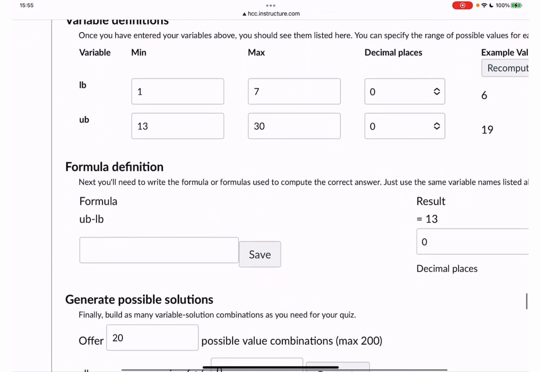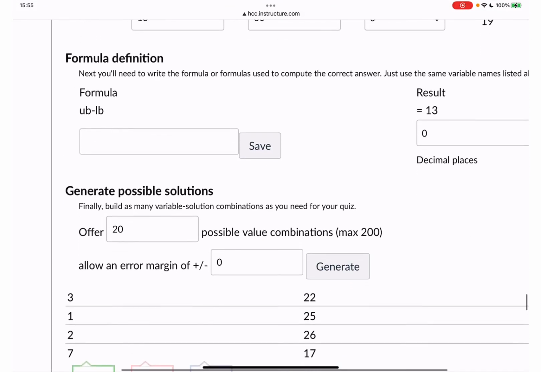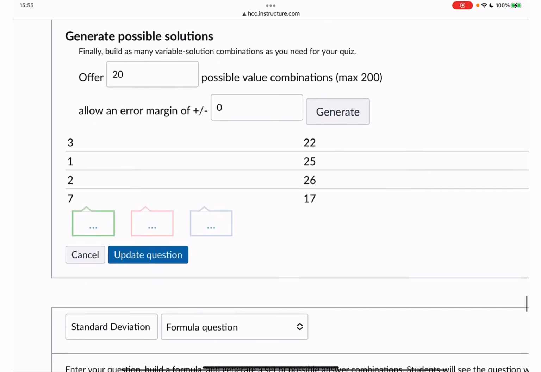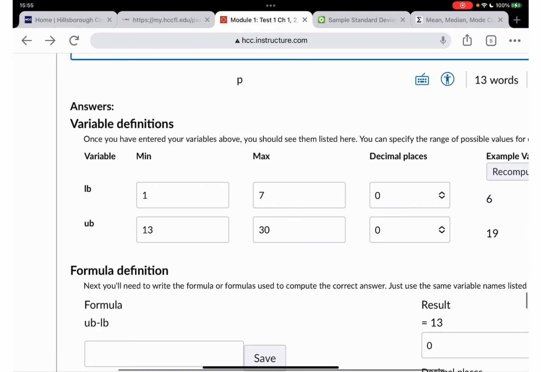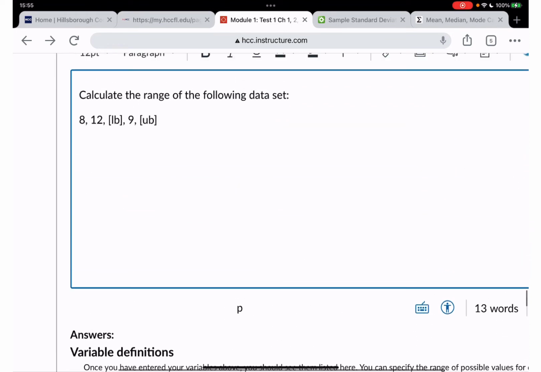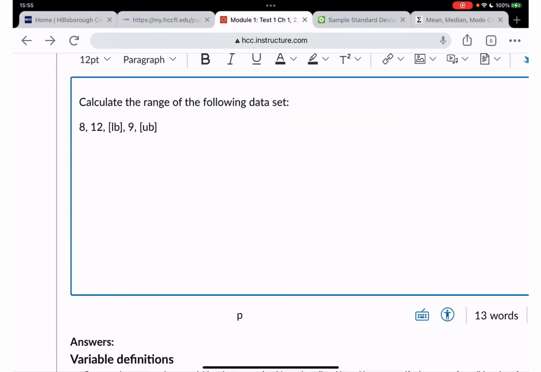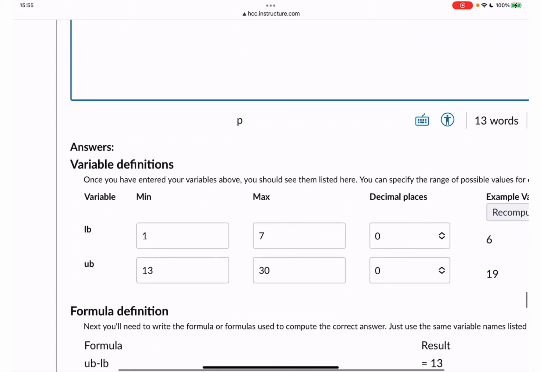I don't know what kind of long calculation they are doing, but the answer for this one, range, is going to be 24. Okay, next, let me move to the next question.